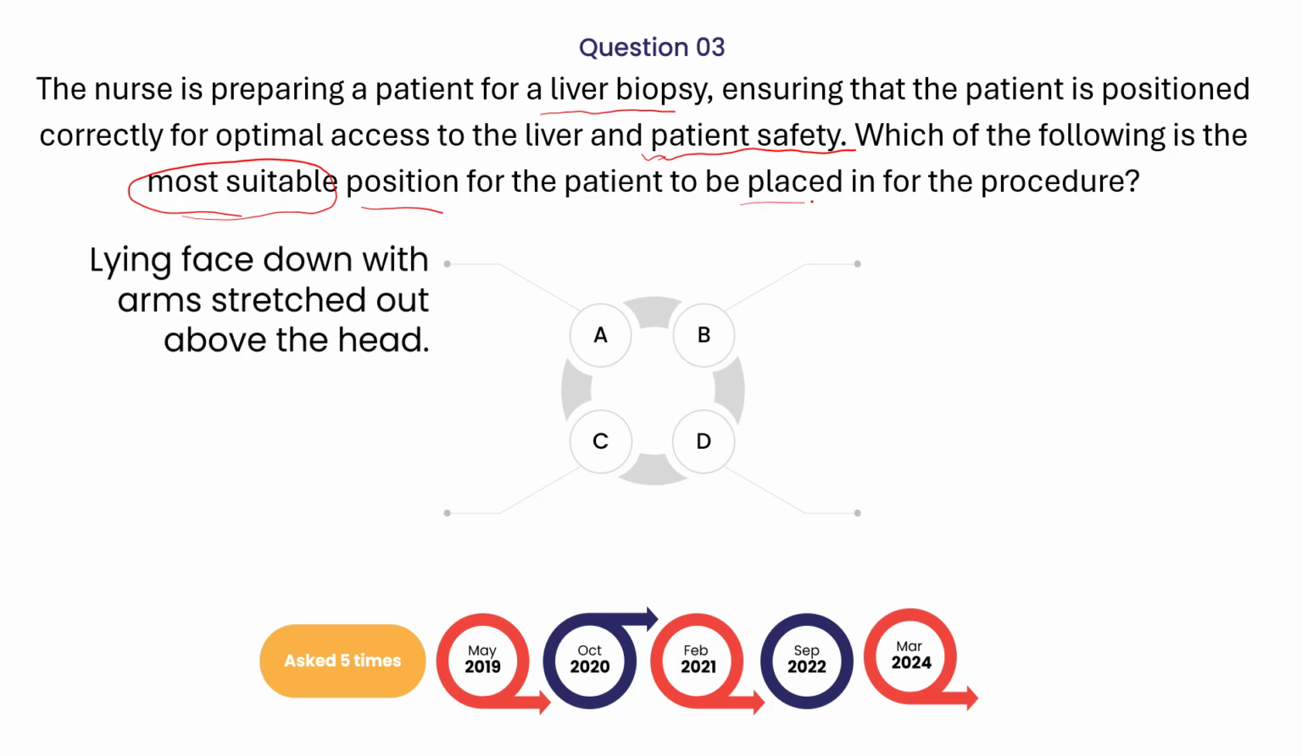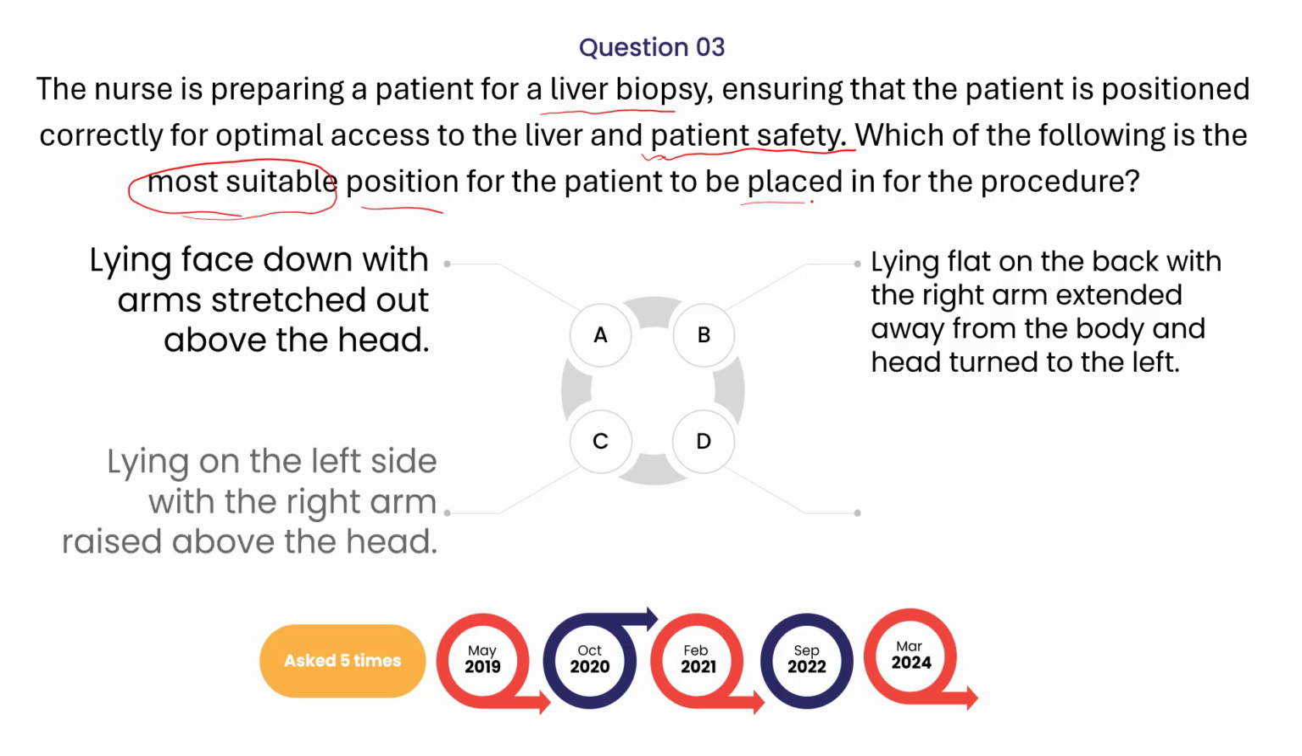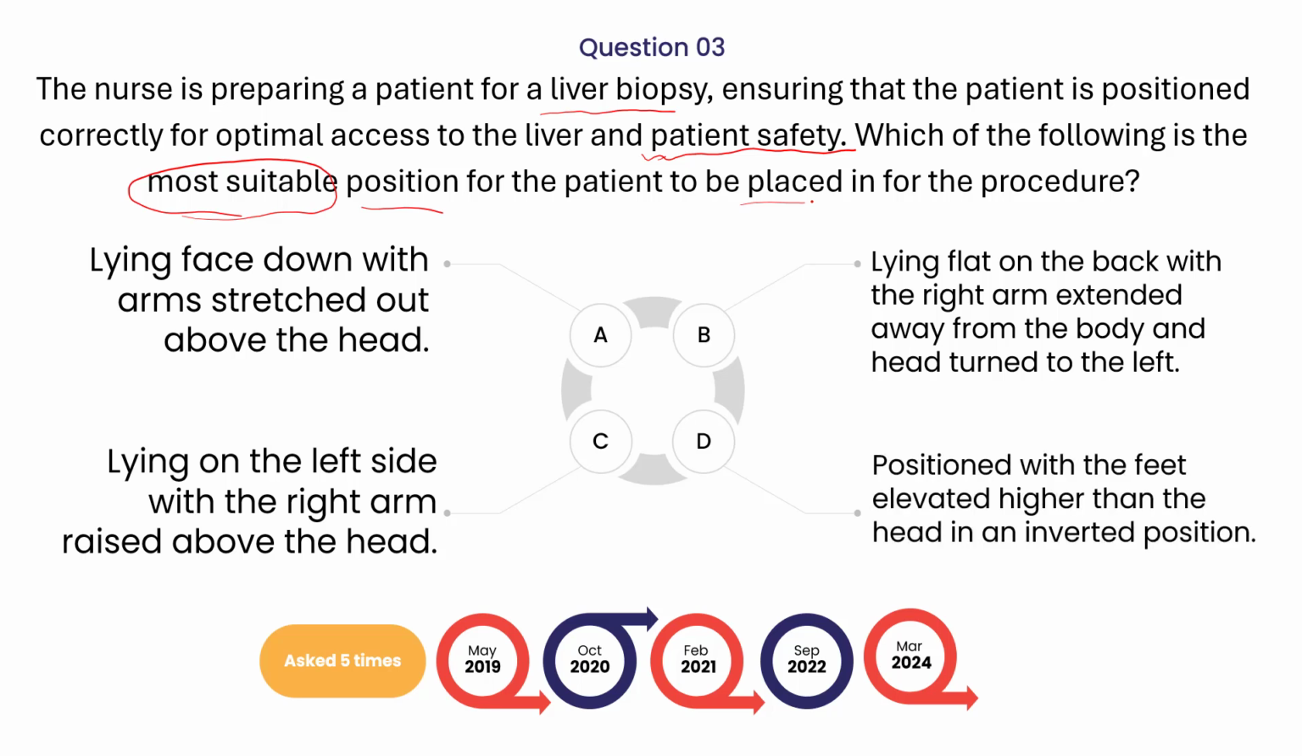A. Lying face down with arms stretched out above the head. B. Lying flat on the back with the right arm extended away from the body and head turned to the left. C. Lying on the left side with the right arm raised above the head. D. Positioned with the feet elevated higher than the head, in an inverted position.